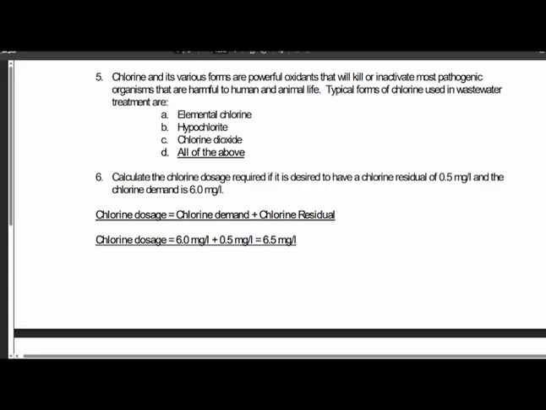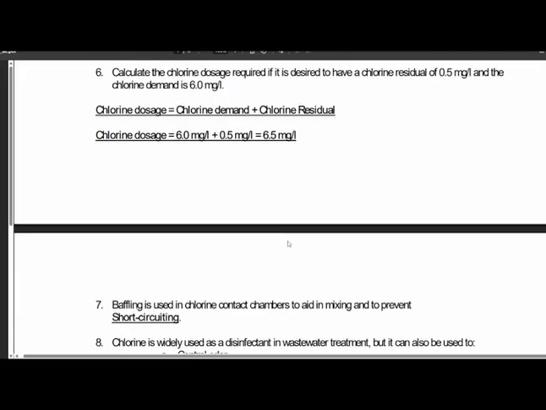To calculate your chlorine dosage, if it is desired to have a chlorine residual of 0.5 milligrams and the chlorine demand is 6, well, for your chlorine dosage, you take the chlorine demand plus the chlorine residual. So you take the 6 milligrams and the 0.5 milligrams, and your chlorine dosage should be 6.5 milligrams per liter.